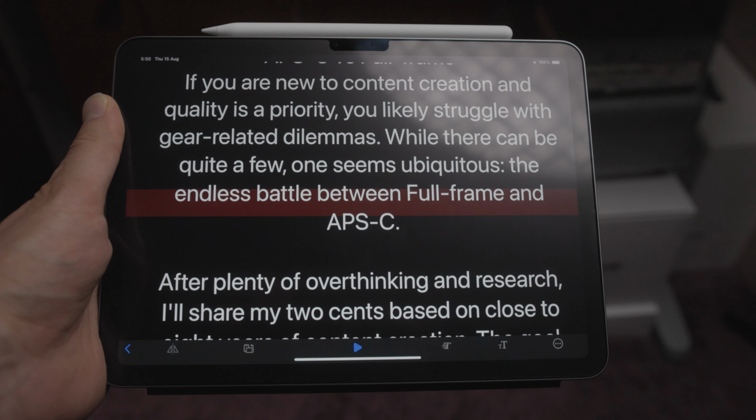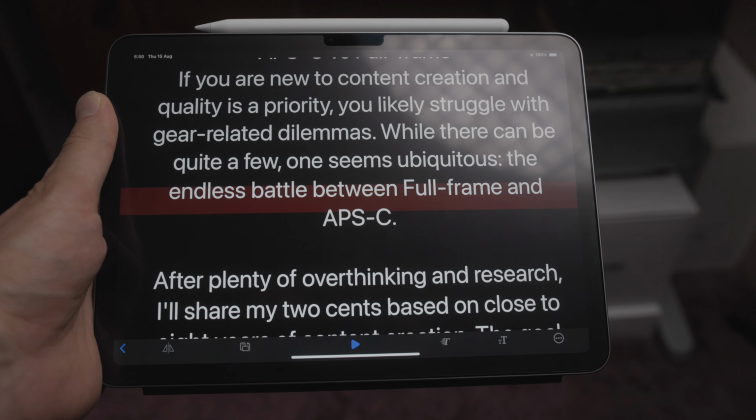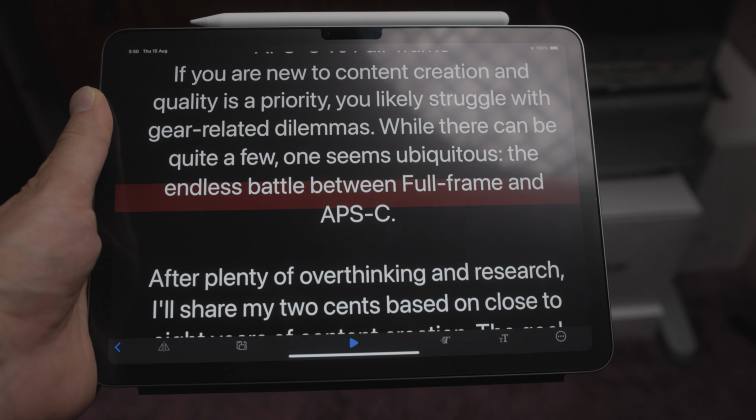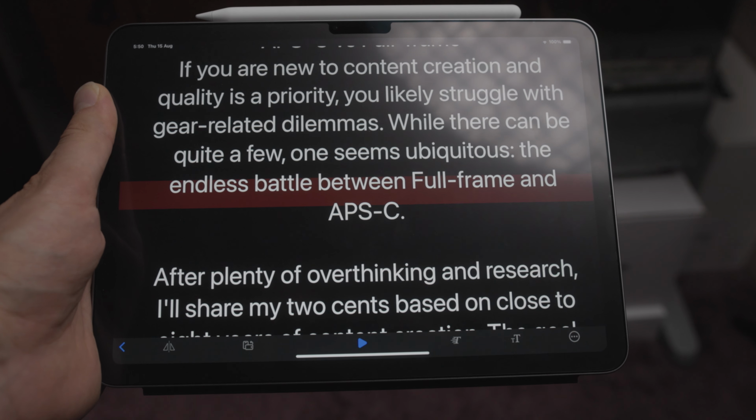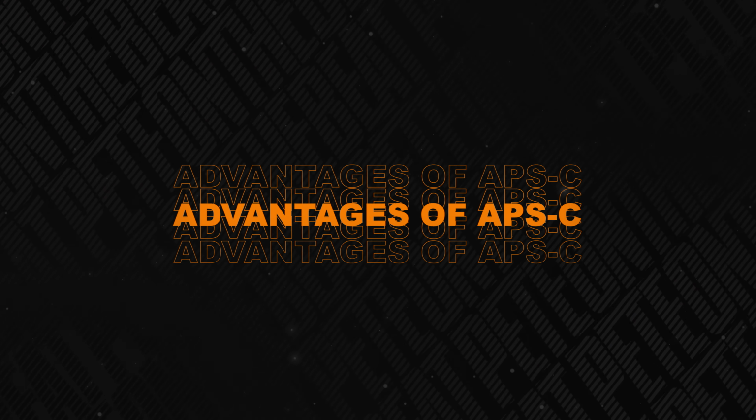To me, the solution wasn't changing the lens, but my teleprompter device. Now, that is an 11-inch iPad Air instead of a 5.5 iPhone, so I no longer have issues and my eyes are eternally grateful. Advantages of APS-C.